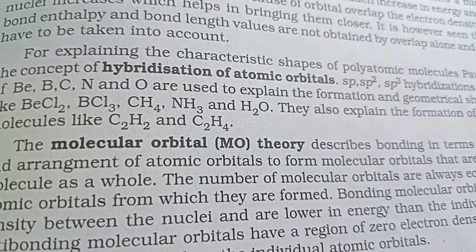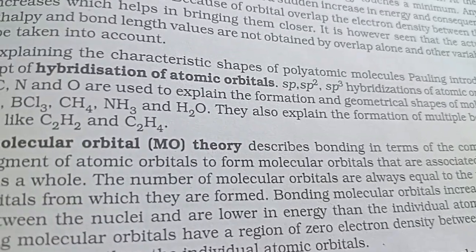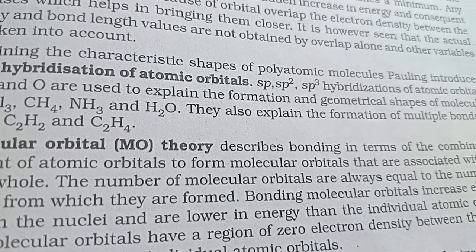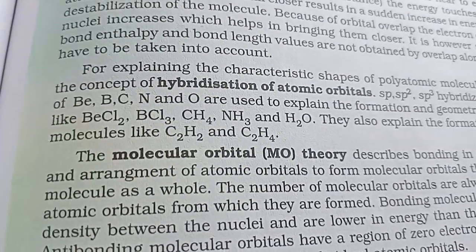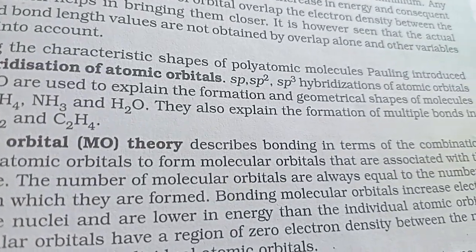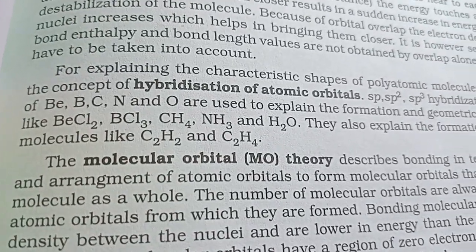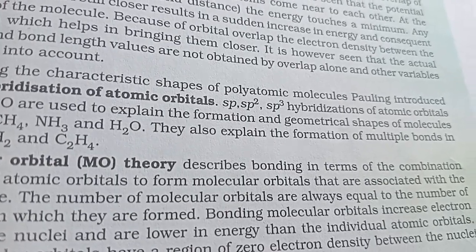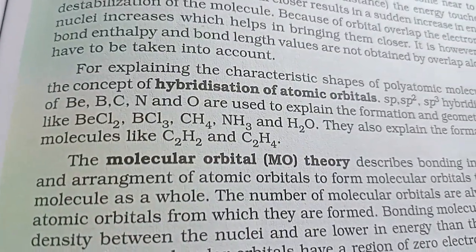For explaining the characteristic shapes of polyatomic molecules, Pauling introduced the concept of hybridization of atomic orbitals: sp, sp2, sp3. Hybridization of atomic orbitals of Be, B, C, N and O is used to explain the formation of geometrical shapes of molecules like BeCl2, BCl3, CH4, NH3 and H2O. They also explain the formation of multiple bonds in molecules like C2H2 and C2H4.